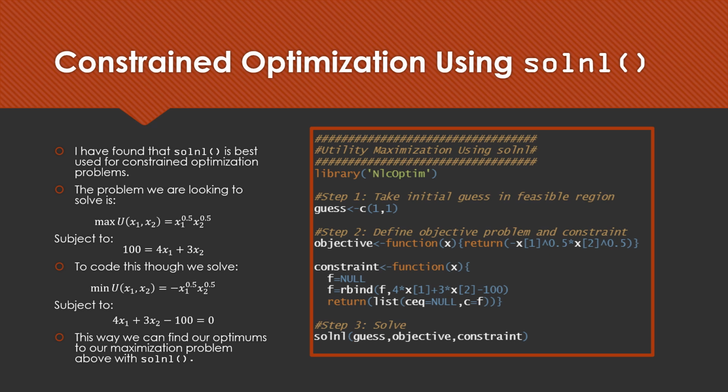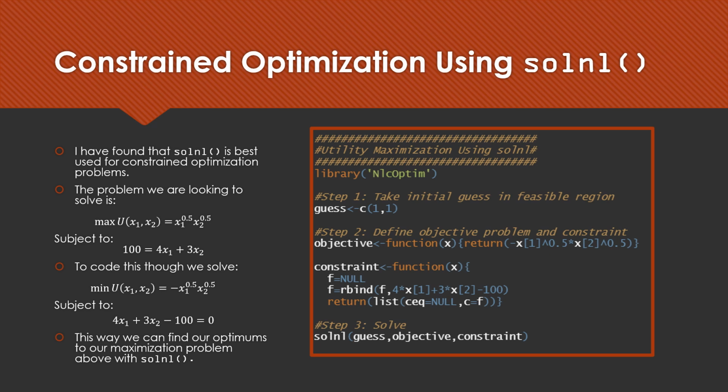Again, we're going to have to trick solnl. So we're going to have to invert this problem, putting a negative sign in front of our objective problem and rewriting our constraint. Again, this is a strict constraint: 4x1 plus 3x2 minus 100 is equal to 0, because that's how we read in each one of these constraints.